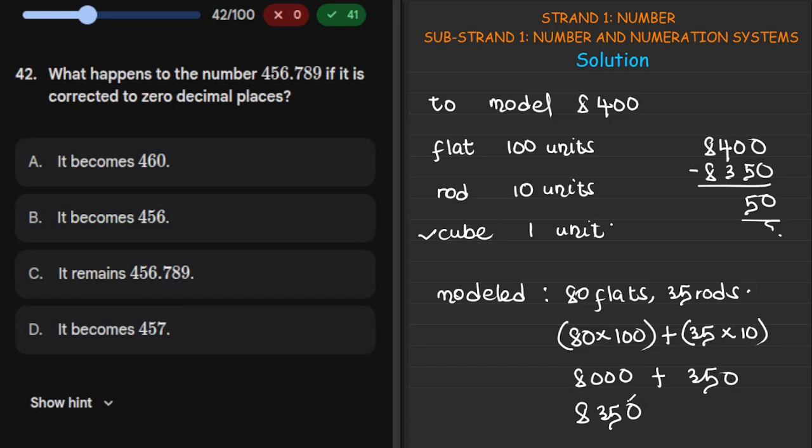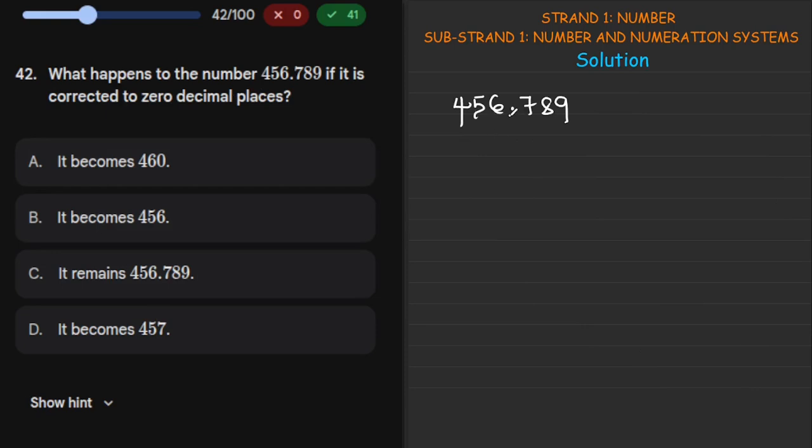Question number 42. It says, what happens to the number if it is corrected to 0 decimal places? If you want to round to 0 decimal places, it simply means you want to round to the nearest ones. Since we want to end over here, we consider our decider, which is 7. And we know if it is 5 or more, we round up. So all we need to do is add 1 to 6. So that becomes 457. And with this, we have no decimal place. So it becomes 457.